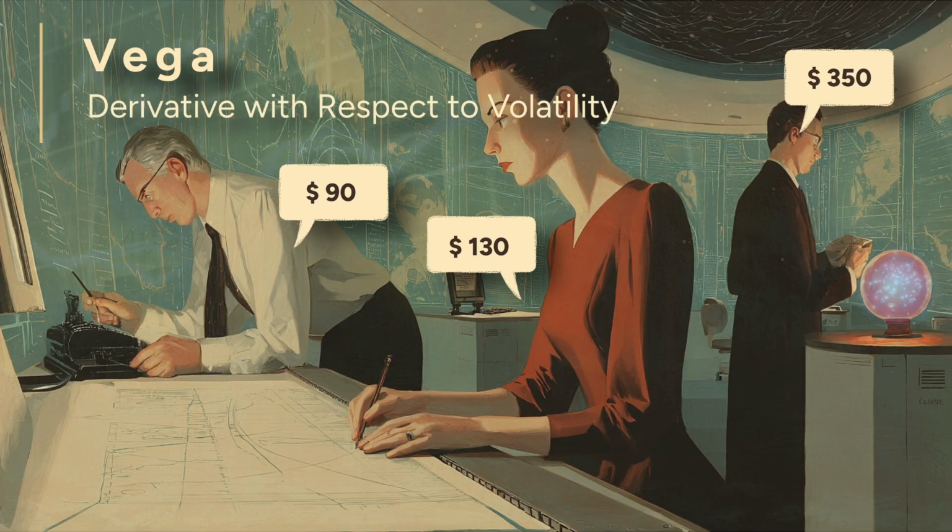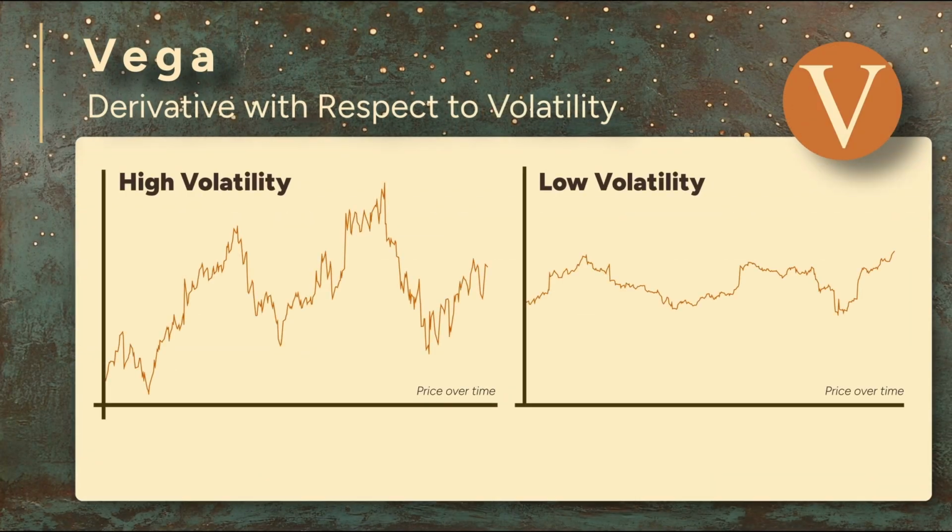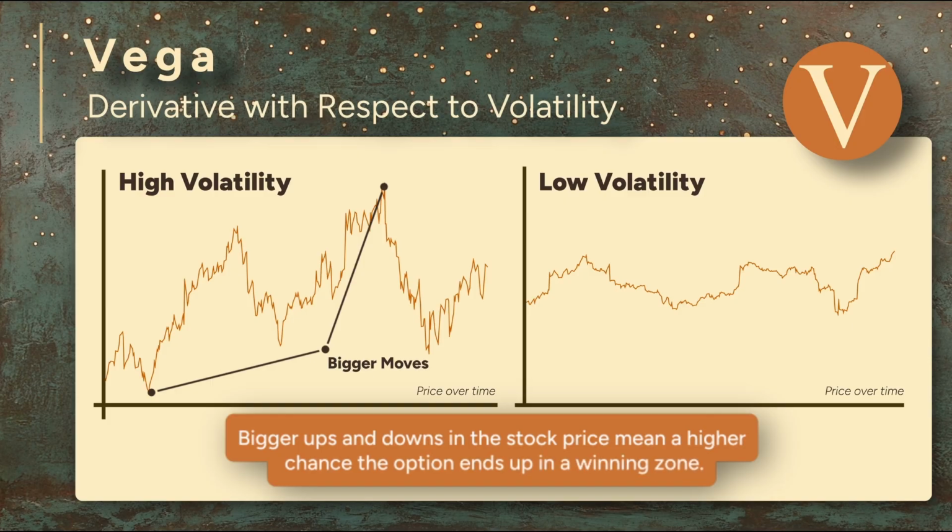So how does volatility affect an option's value? First, higher volatility means the stock price is more likely to make bigger moves. That means there's a greater chance the stock price ends up well above the strike price for a call option, or well below the strike price for a put option. In other words, the possibility of landing in a favorable payoff zone is bigger.